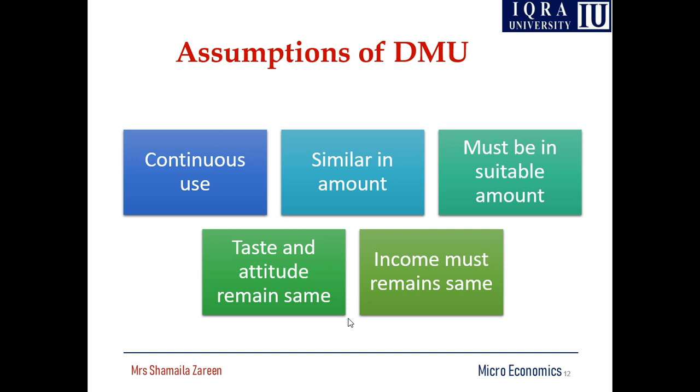It means his income is not increasing or decreasing, and his preferences are not going to change. His taste is the same, his income is the same. It means with the same income he is consuming the same glass of water each time. Maybe if his income had increased, he would have shifted from a glass of water to another drink like Pepsi, Coca-Cola, etc. So these assumptions must be fulfilled for diminishing marginal utility.